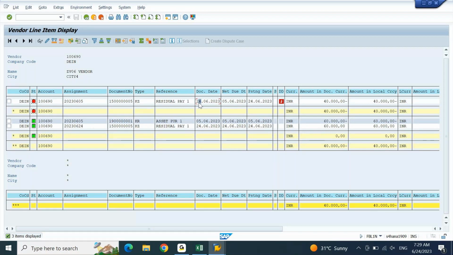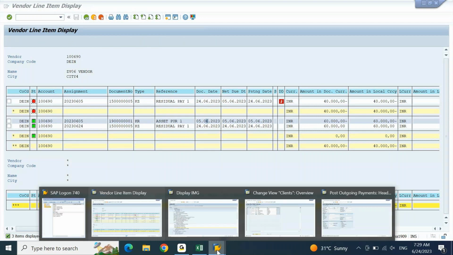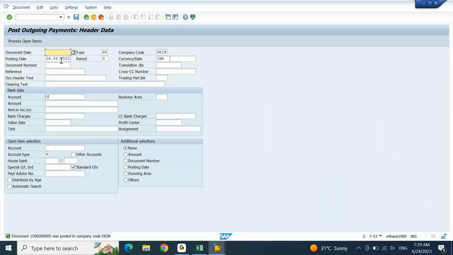Your invoice date was what? 5th June. While making the payment entry on F-53, here we should have put the document date as 05/06/2023 and the posting date as the payment date. Now these many conditions, these many minute points will have to be monitored and noticed when you want to make a residual payment. It is not that just like that you can pass a residual payment, you can simulate the entry.